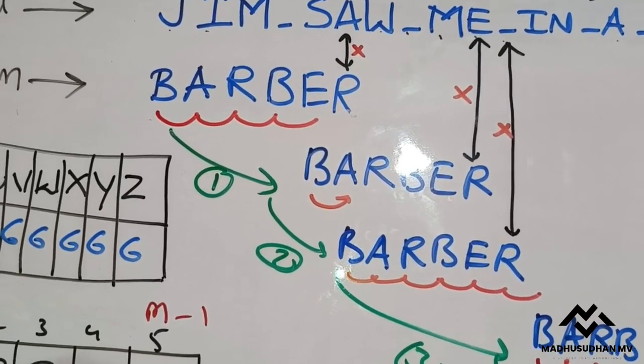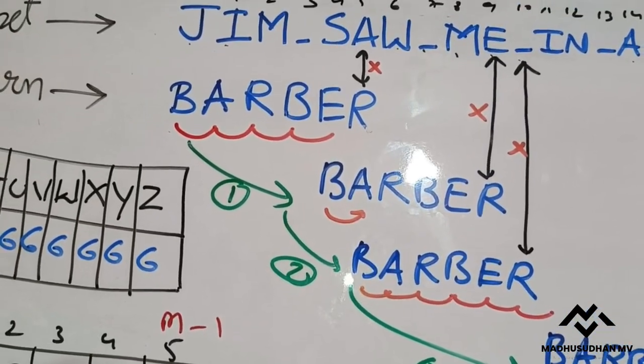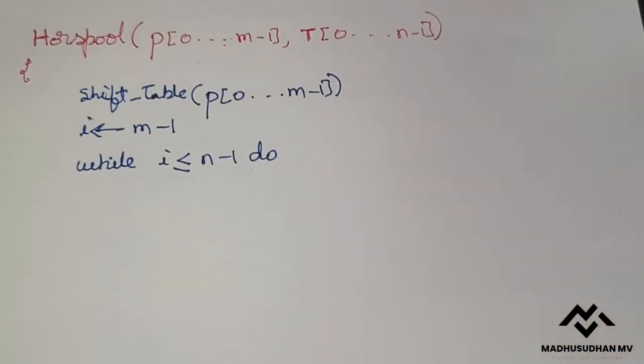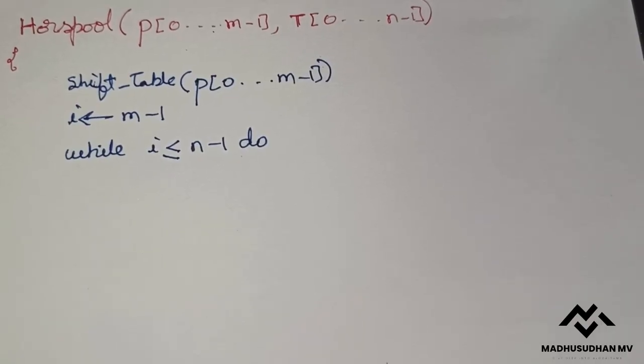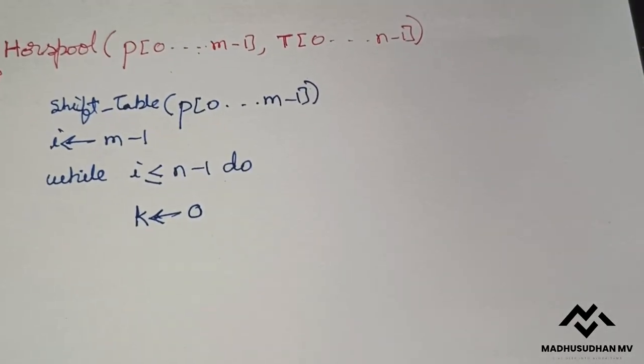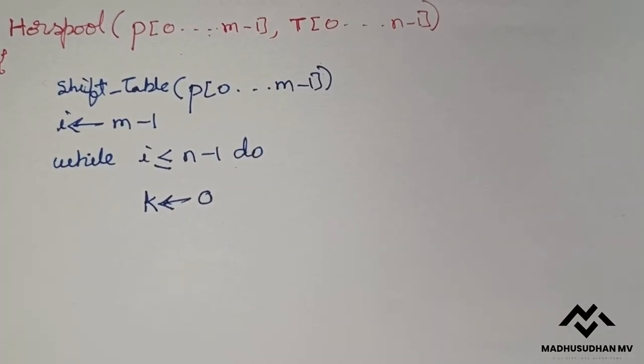Initially we have not compared anything yet, so no character has been matched. For that I am taking one more variable called k. Here k indicates the number of characters matched. So initially how many characters are matched? Initially 0, so k is equal to 0.